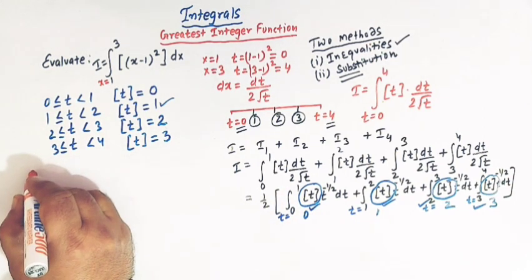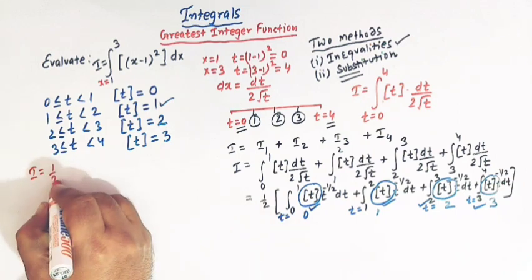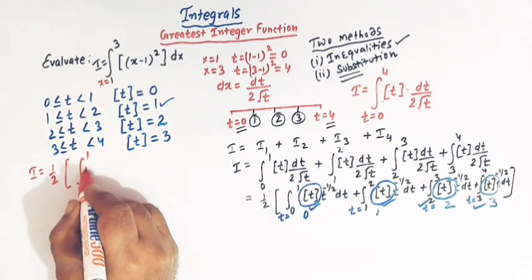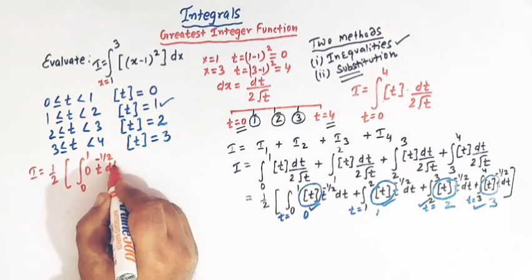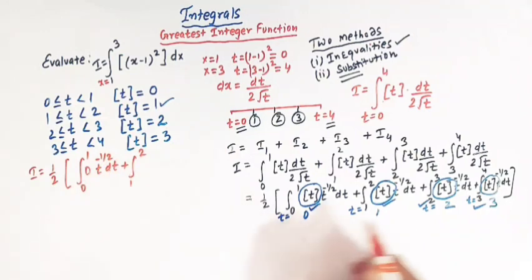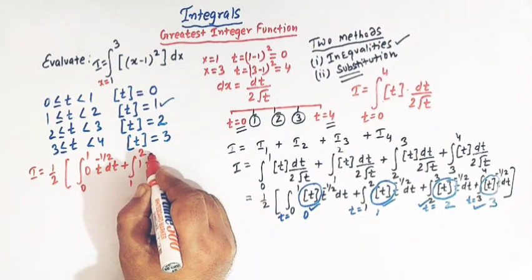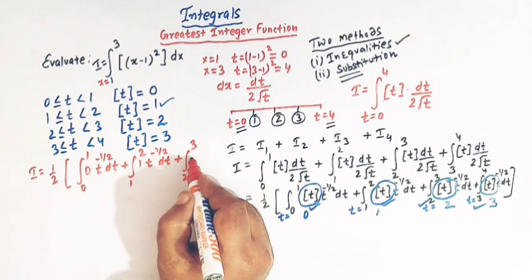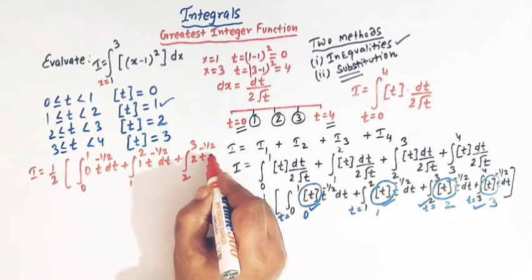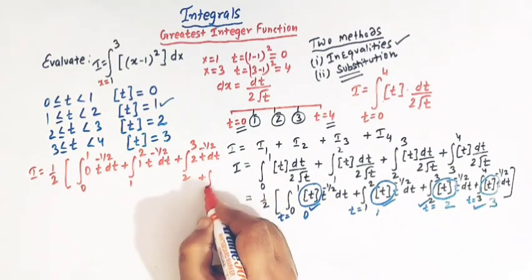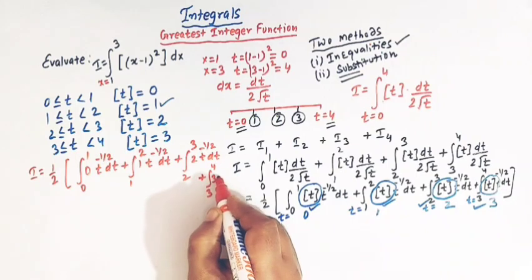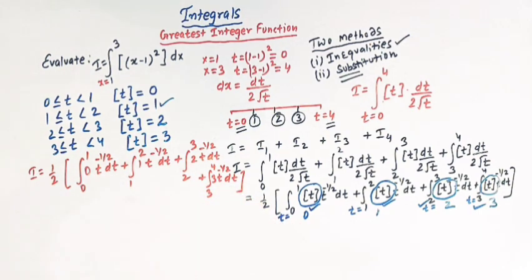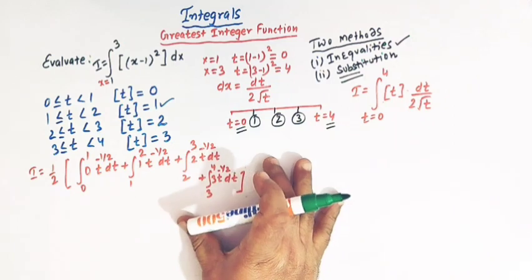So now this expression I can be written as, here we have half, then we have the integral from 0 to 1, greatest integer of t is 0, then t raised to minus half dt, then we have 1 to 2, here we have 1, t raised to minus half dt, and then we have 2 to 3, and here we have 2, t raised to minus half dt, and the fourth one is 3 to 4, 3 times t raised to minus half dt. So now we have this situation.